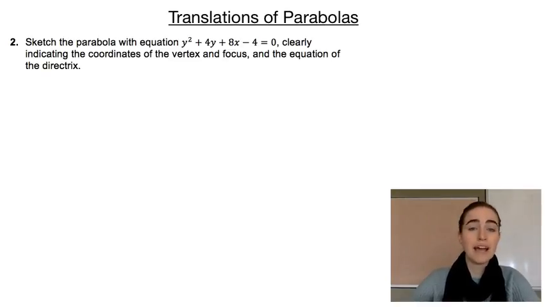Our next question asks us to do the same thing, but this time our equation is y squared plus 4y plus 8x minus 4 equals 0. So we're not given it in that form that we can easily tell what the concavity is and what the focal length and the vertex are. So we're going to have to manipulate it.